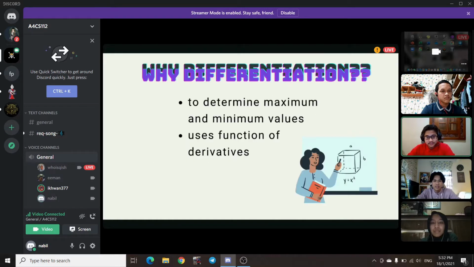Next, why must we use differentiation? We must use differentiation to determine the maximum and minimum values. Not just that, differentiation is also a used function of derivatives.